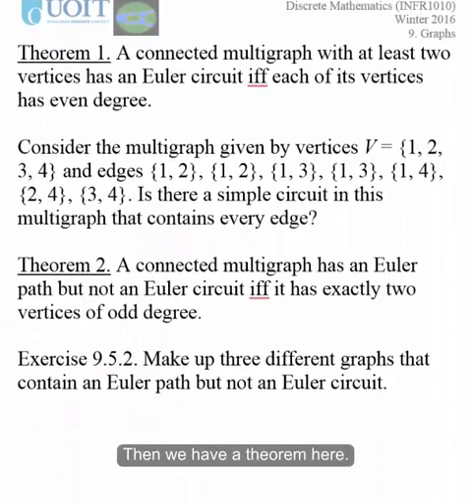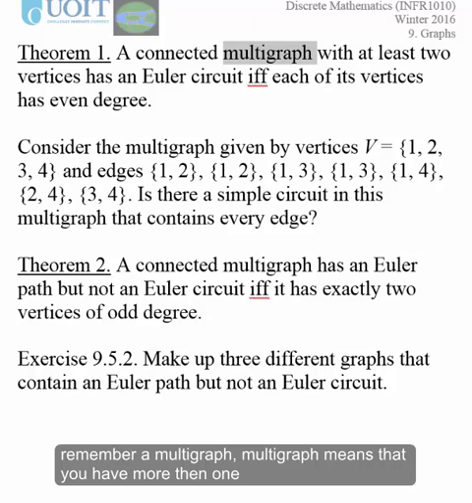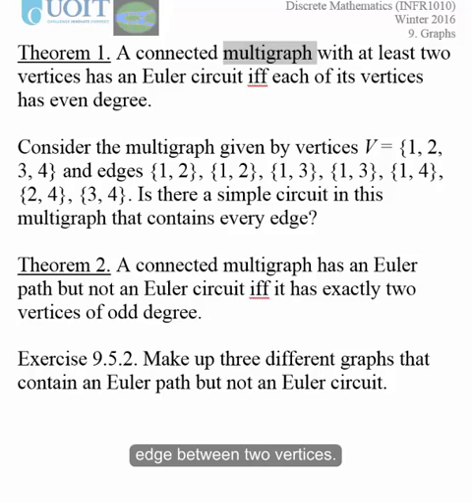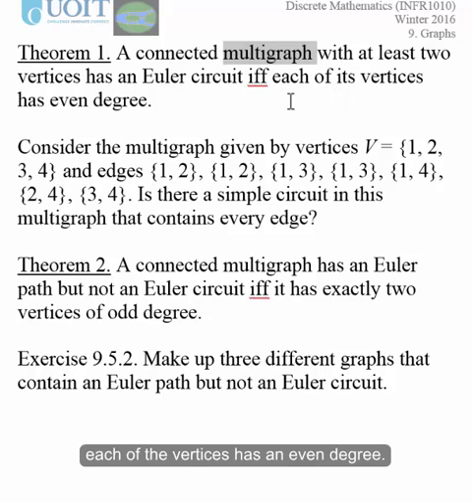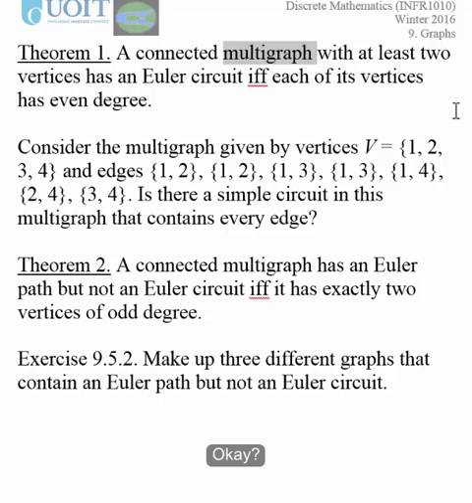Then we have a theorem here. We say that a connected multigraph, so remember a multigraph means that you have more than one edge between two vertices. Okay? So if you have at least two vertices in a multigraph, you know that it has an Euler circuit if and only if each of the vertices has an even degree. Okay?